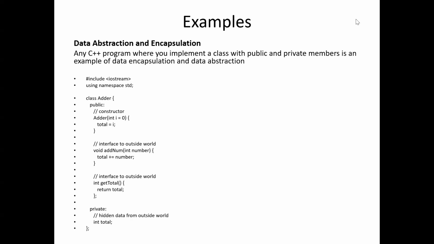Here you can see the constructor. The member function name is the same as the class name, as well as the interface to the outside world. There are two functions, addNum and getTotal. Here, private is the hidden data from the outside world, total. So as a result, whenever you use a class in which private and public are used, it becomes data abstraction and encapsulation. Thank you.